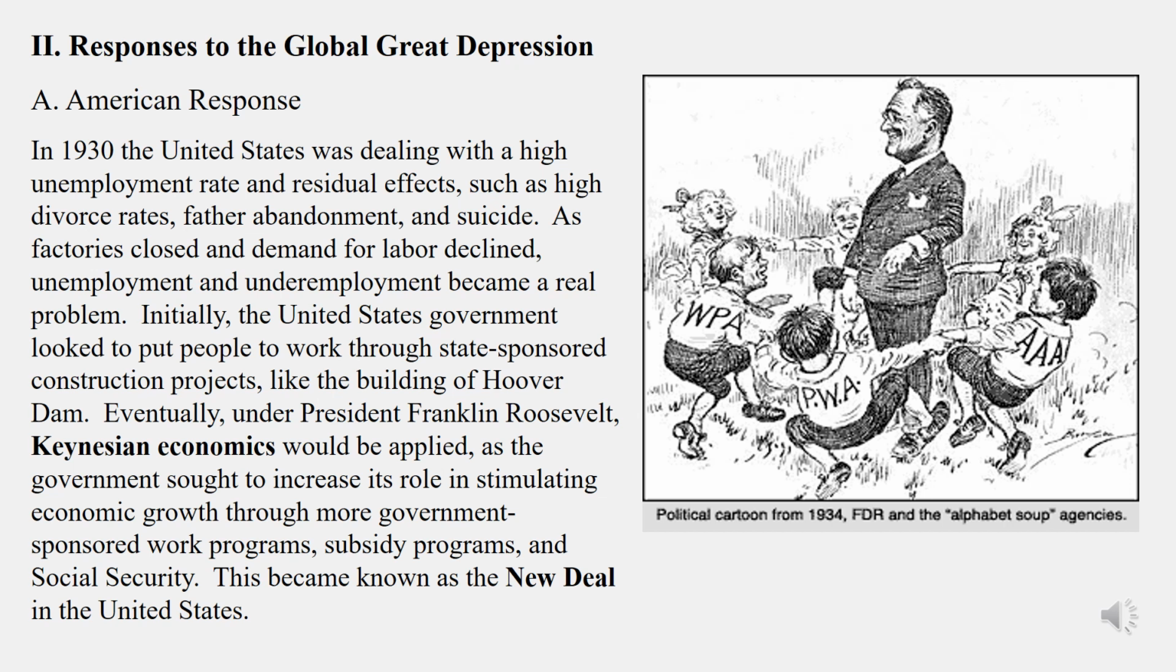In the political cartoon to the right, you can see the central figure is President Franklin Roosevelt, and he is surrounded by children with different abbreviated letters on their backs. The WPA was the Works Progress Administration, and as part of Roosevelt's New Deal, he utilized this program in order to hire unemployed people as laborers in building public works and public buildings. It actually employed more than 8 million workers in its 8-year span.